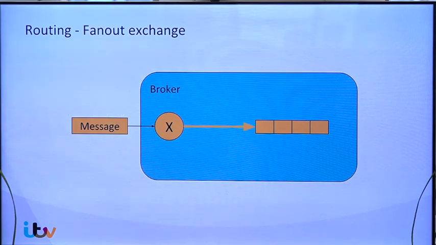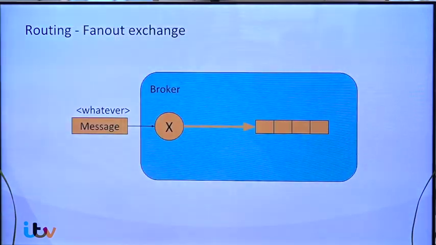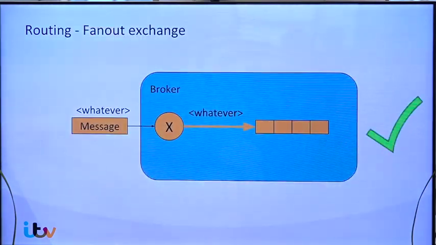Then we have a fan out exchange. And this is a very, very simple one. The binding keys are just ignored. So if you have a message key of whatever, then it goes to the exchange, and whatever the routing key is on the binding, it will go through to there.